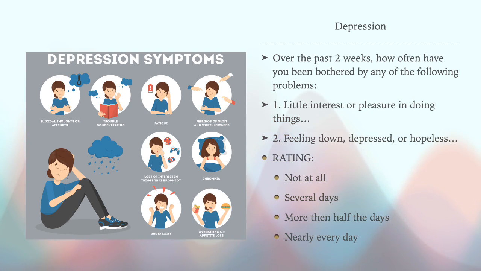The quick screening we do is called a PHQ-2, which is basically asking you, over the past 2 weeks, have you been bothered by any of the following problems? Number 1, having little interest or pleasure in doing things, or number 2, feeling down, depressed, or hopeless. If you said yes to those two questions, think about rating them. Does it happen several days in the past 2 weeks, or more than half the days in the past 2 weeks, or does it happen nearly every day in the past 2 weeks?